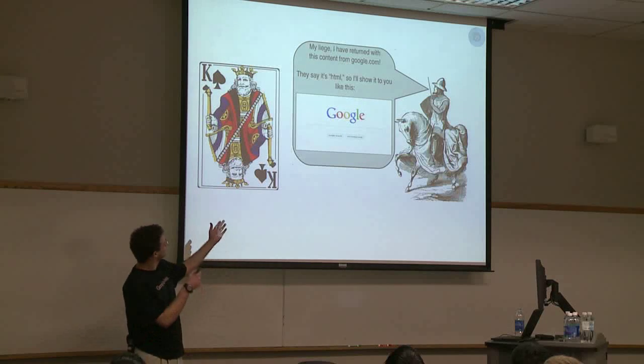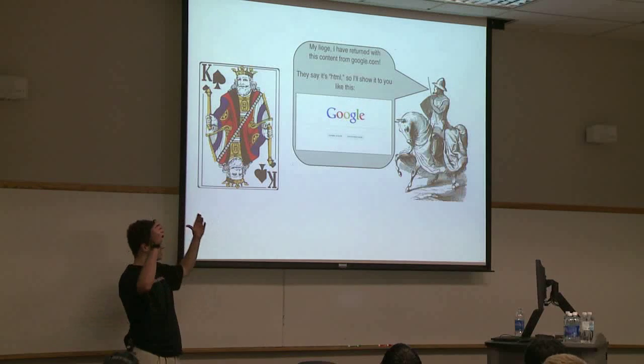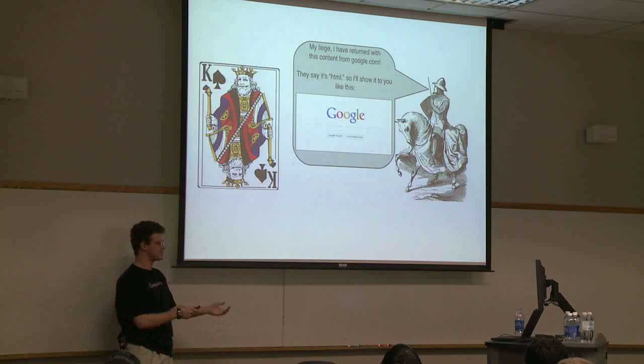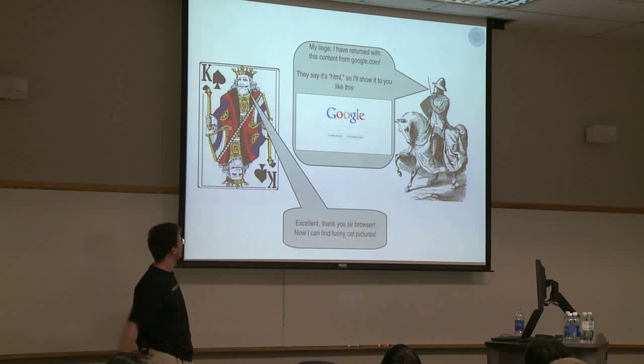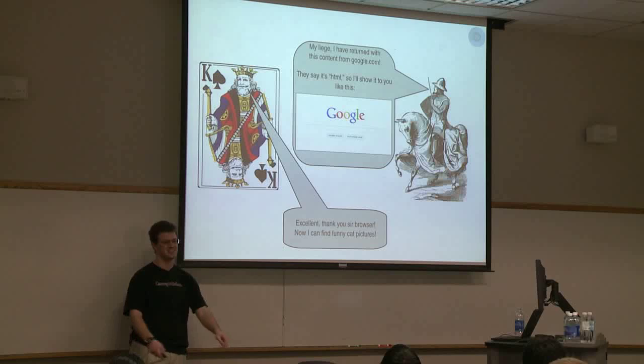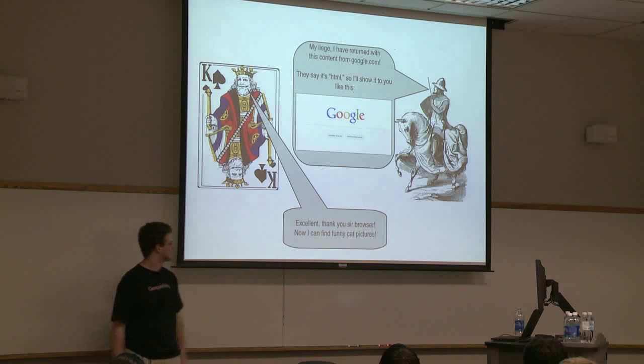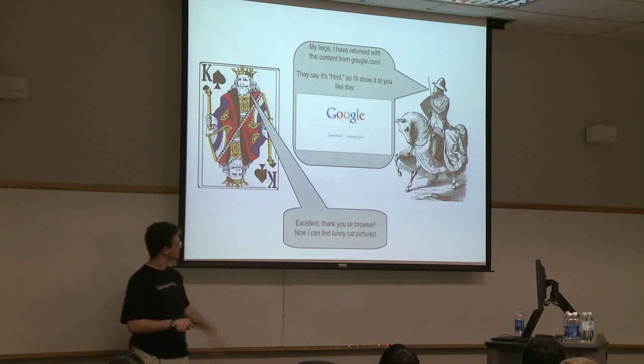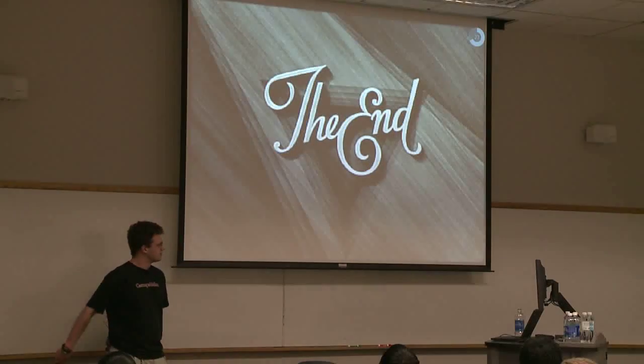And then the browser brings it back and says, "My liege, I found it. It's an HTML document, and it looks like this. Here you go." And I say, "Yay, now I can find cat pictures." Because, you know, that's what you use Google for. I can't really think of anything else. Just funny cat pictures. The end.